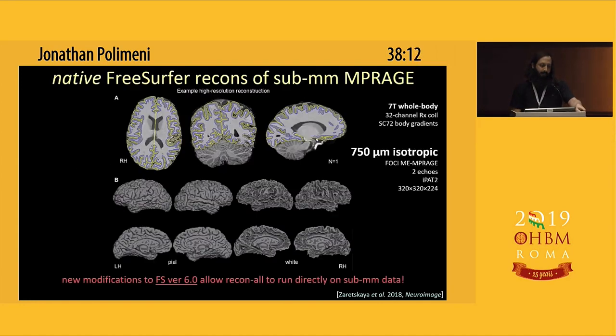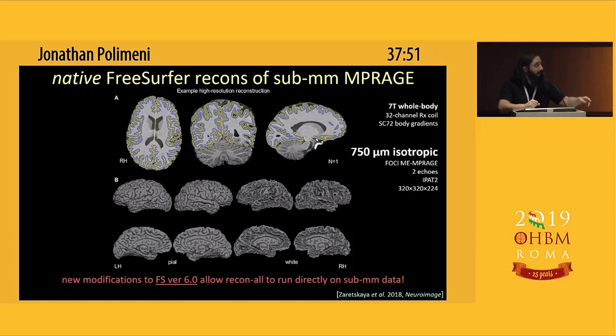the cortical gray matter. And so obviously we've been moving to smaller voxel sizes, as we heard this morning, both in terms of our functional and anatomical data. We wanted to revisit the assumption that a 1 millimeter isotropic, say, MPRAGE acquisition was sufficient for accurately delineating the cortical boundaries in our human data. So we sat down with Bruce Fischl and the FreeSurfer team to make new modifications to FreeSurfer to allow recon-all to be run directly on sub-millimeter data.